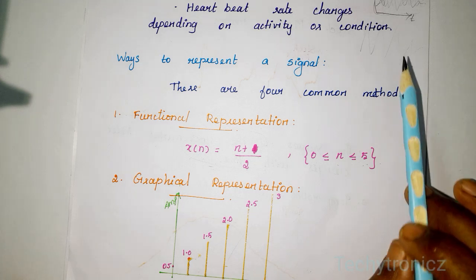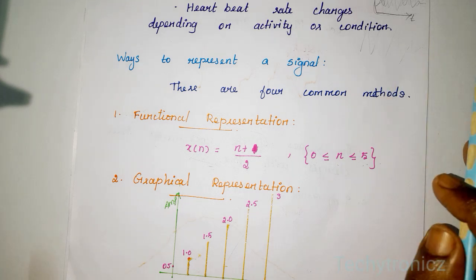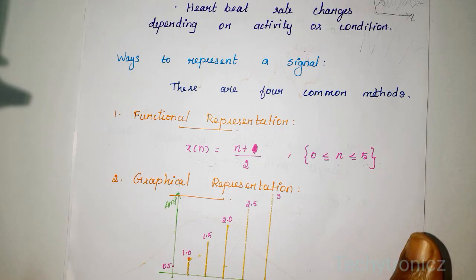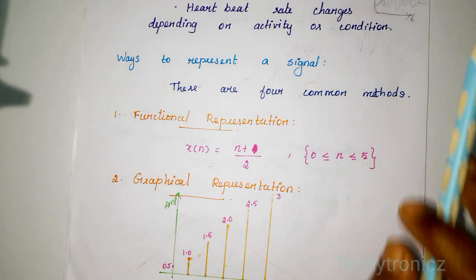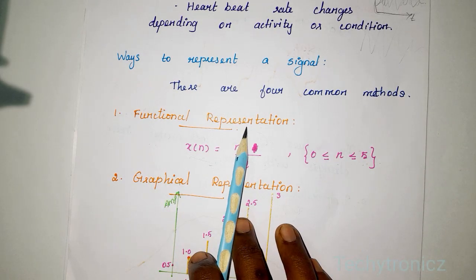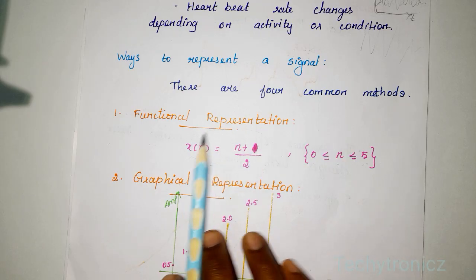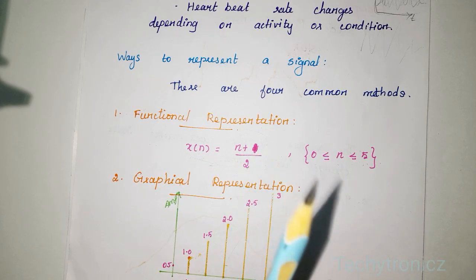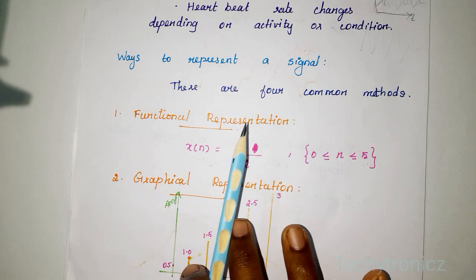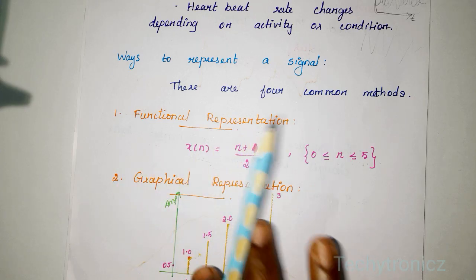Let's see how to represent a signal. There are 4 common methods to represent a signal. The first one is functional representation. Functional representation is a mathematical representation, an equation or formula.